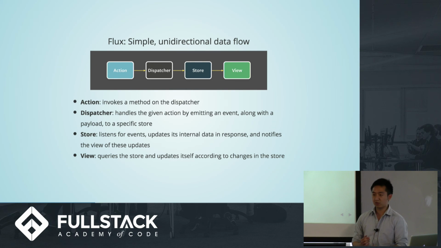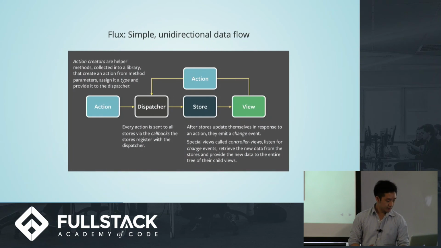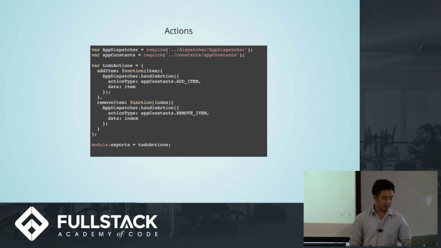And then when the store decides what to do with the data, it notifies the view to update the aesthetics. So when the view receives a change in the data, the view can also invoke calls on the actions to make this whole thing go full circle. So here's some snippets of code. I won't get into all of it, obviously.